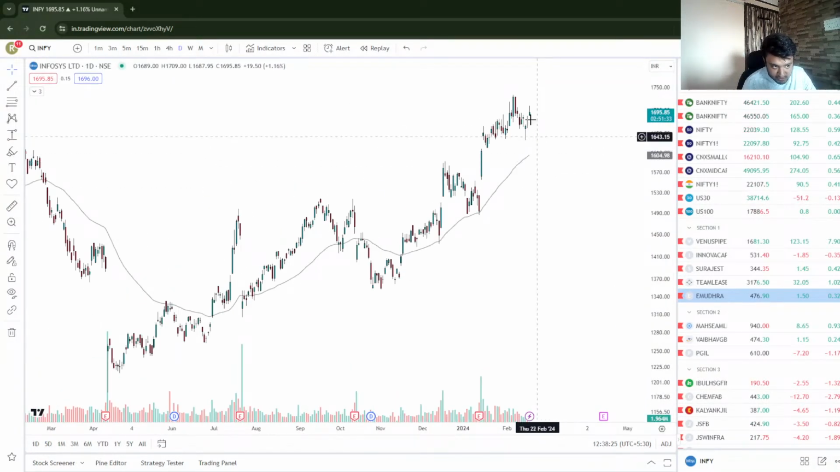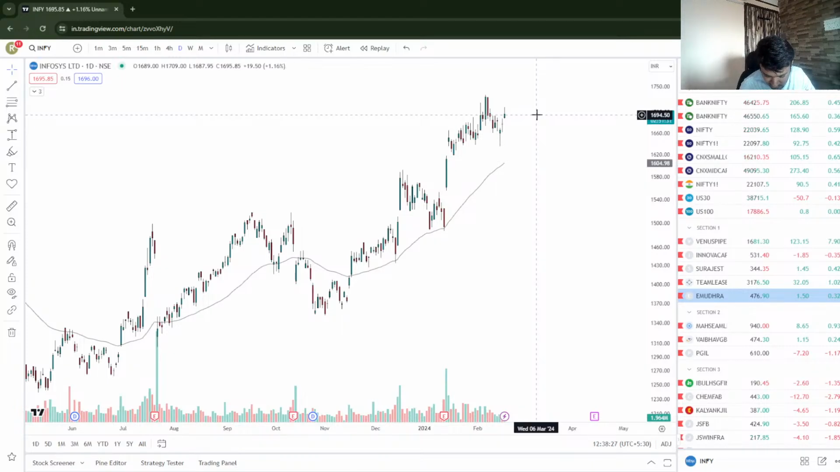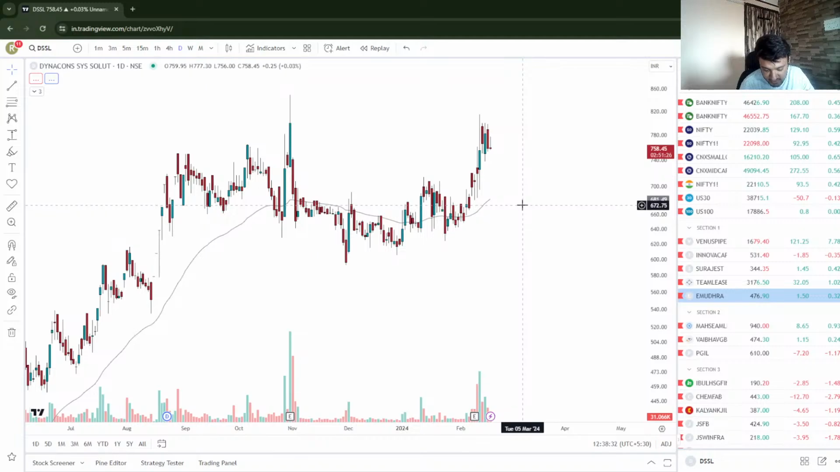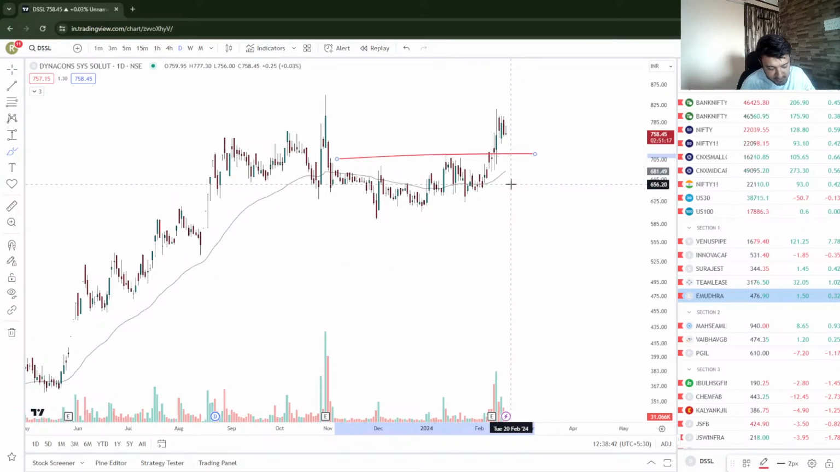Infosys. All right. It's already way up. Don't buy Infosys. DSSL, your entry was 708. It's too far up, in my opinion. It's not bad, but 708 is here. I would prefer somewhere around the EMA, so maybe 670, 675, something. Kind of extended.